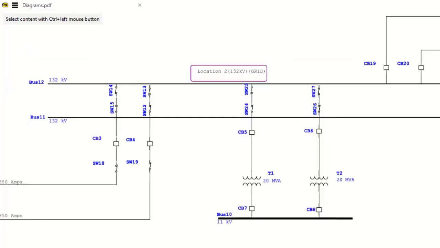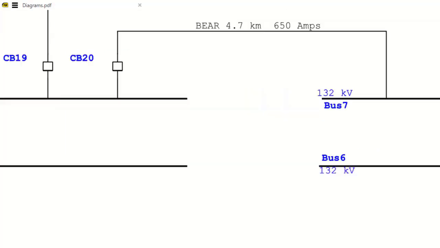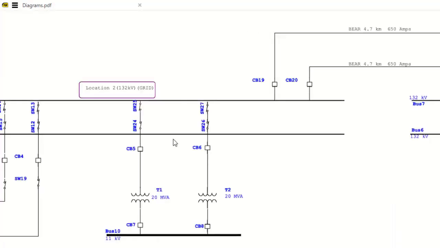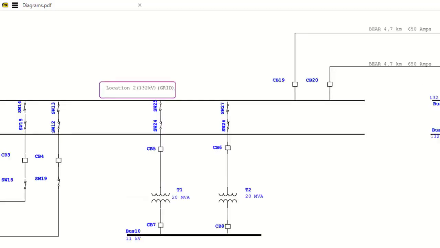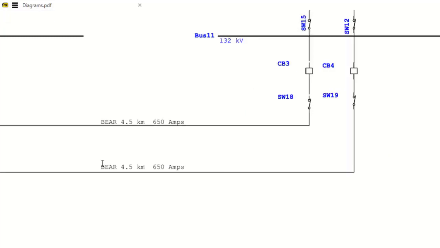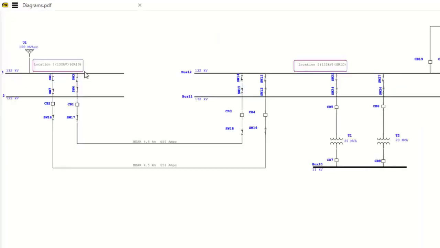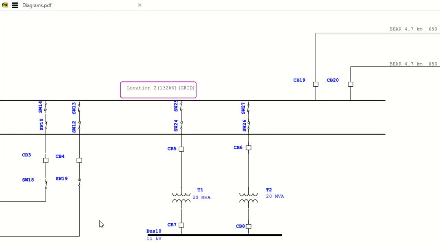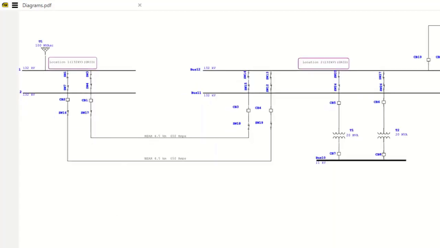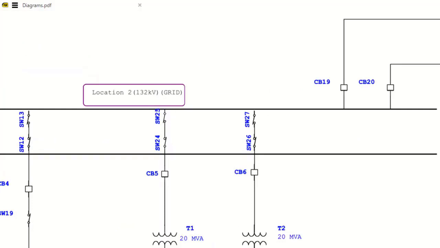Now we're moving on to busbar 3, which is location 3. From busbar 2 to busbar 3, we also have a line. We have a cable system, 4.7 kilometers in length, also with 650 amps of rated capacity. It's the same cable we used from busbar 1 to 2, also used from busbar 2 to busbar 3.